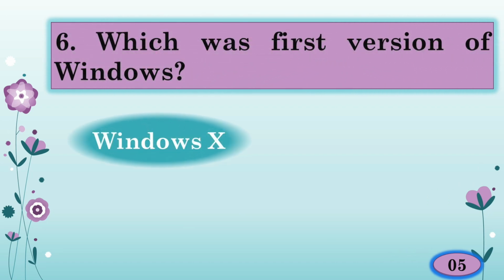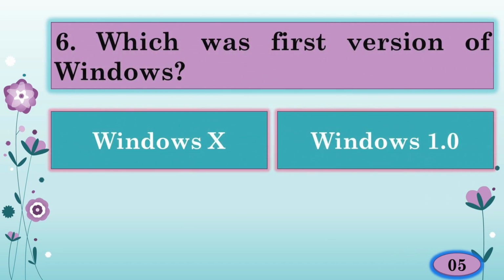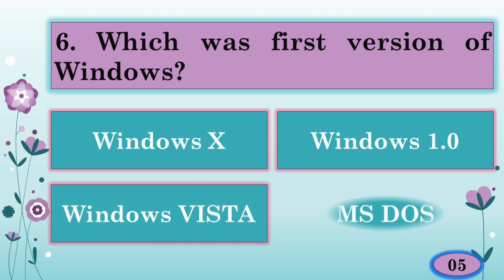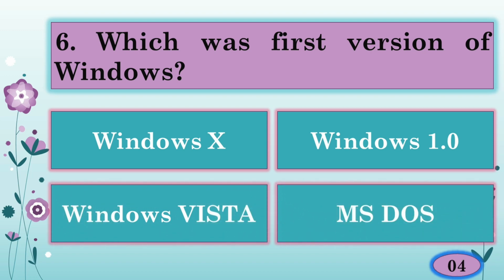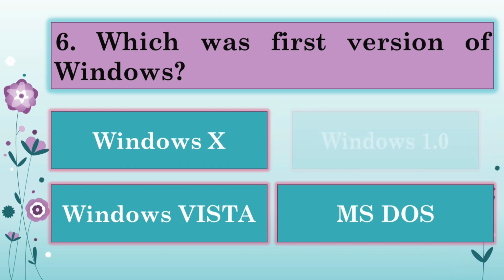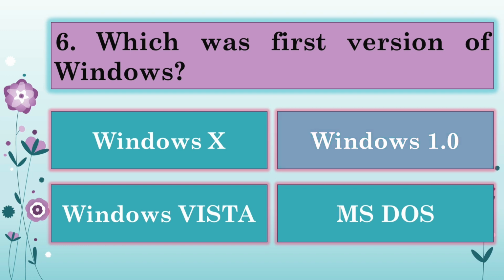Which was first version of Windows? Right answer is Windows 1.0.